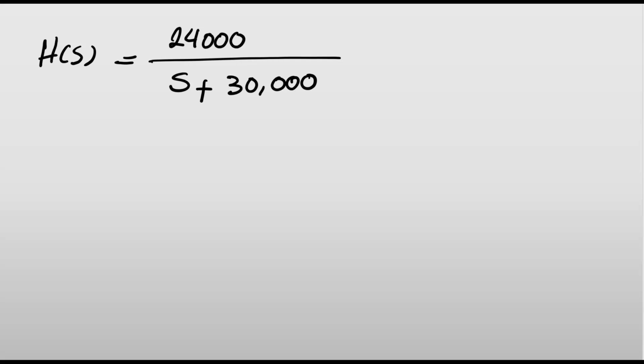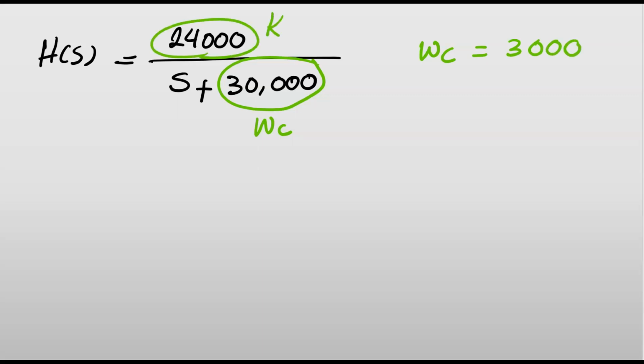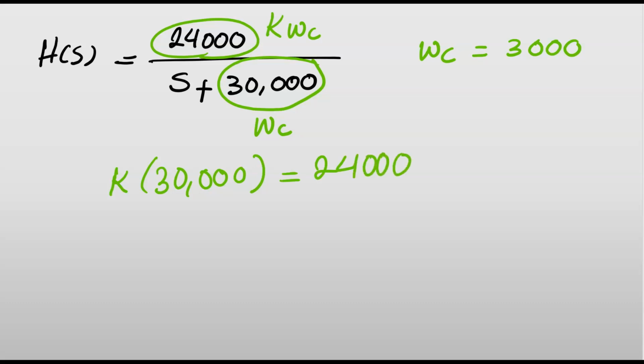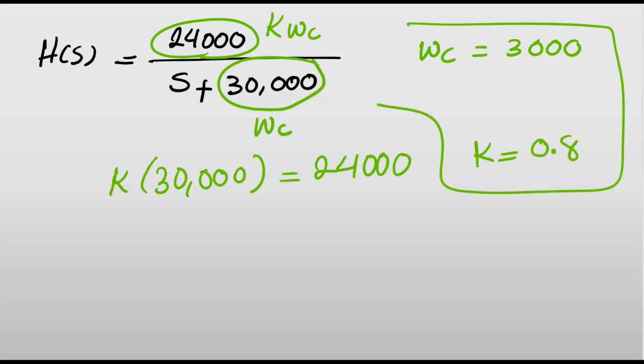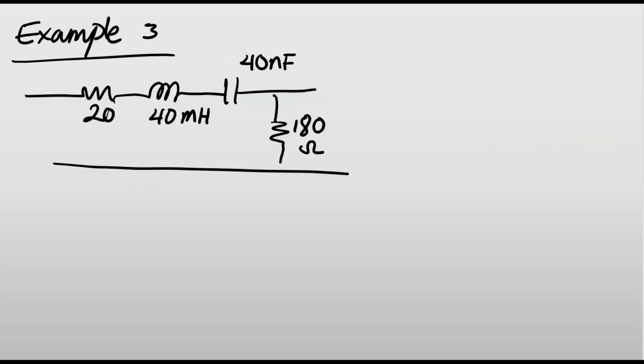Okay, so now this is in standard form, which means what I have here is the cutoff frequency. So my cutoff frequency is equal to 30,000. And what I have in numerator is k multiplied by cutoff frequency. So it's telling me that k multiplied by 30,000 is equal to 24,000. So it means that the gain here is equal to 0.8. So these are the parameters of this particular filter. Okay, let's look at another example.